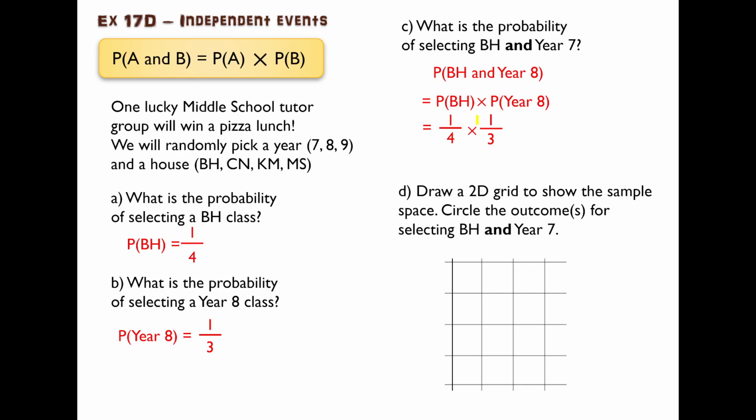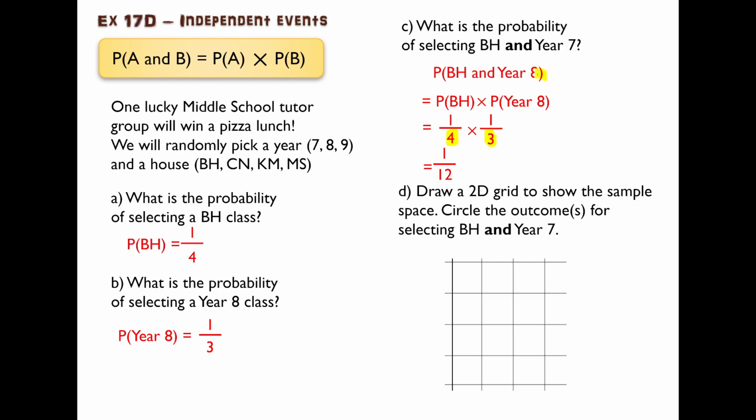To multiply these fractions together, I write my equal sign and my fraction bar. On the top goes these two numbers together. 1 times 1 makes 1. And on the bottom, I've got the denominators, multiply the denominators together. 4 times 3 is 12. So there's my answer. That is the chance that we pick BH and Year 7.